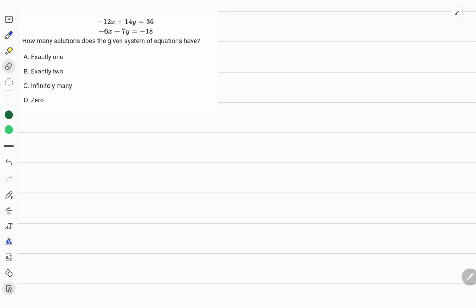Let's get started. We have a system of equations and we are going to find the number of solutions that this system of equations has. Before diving into solving this question, I'd like to give you a brief introduction to the possibilities for two lines.